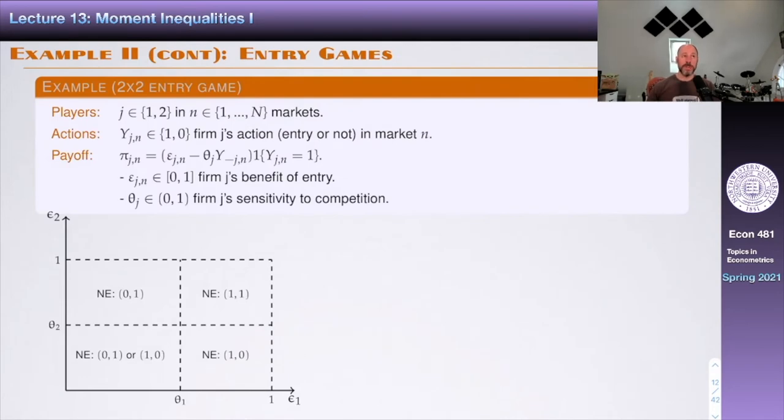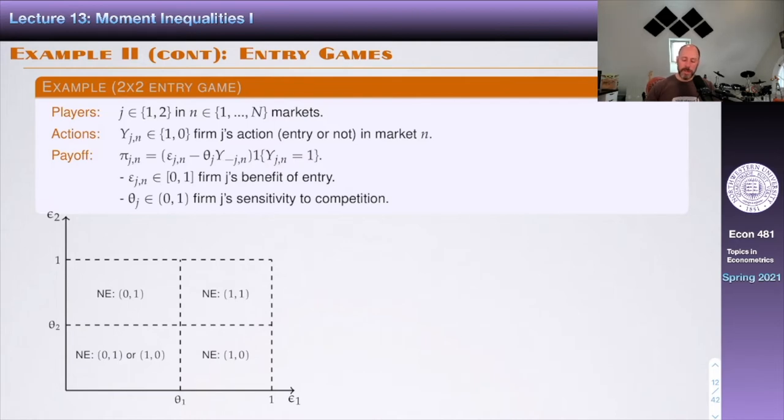So consider this: there are two firms indexed here by j, and there are n markets indexed by i, okay? So remember that the idea is that we're going to have observations for different markets, and the actions that these firms can take is y, which is binary: enter the market or not, and there's one action in every market. And the payoffs are going to be given by this pi function over here, which are assumed to be known, okay, by the firms. So there is epsilon, which is the benefit of entry, or you can call it monopoly profits, okay? And there's a term here that subtracts profits if the other firm, the competitor, enters, okay? And of course, we are normalizing the profits to zero if the firm doesn't enter.